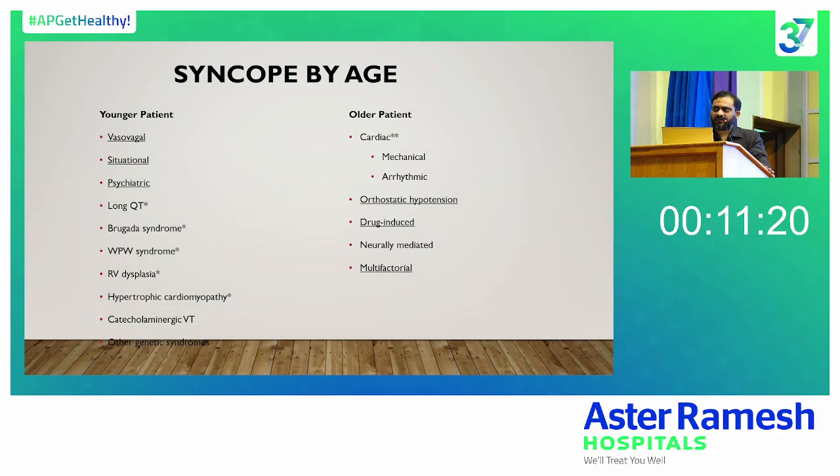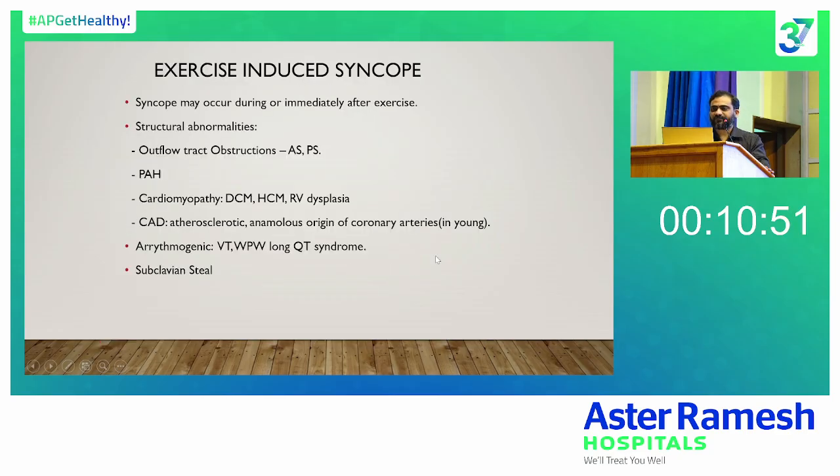So a word about how we can differentiate these things. Younger patients usually have vasovagal syncopes, and they have genetic syndromes like the long QT syndrome or Brugada syndrome, or genetic cardiomyopathies like RV dysplasia and hypertrophic cardiomyopathy. Whereas elderly patients have more cardiac problems: structural heart disease, valvular heart disease, ischemic heart disease with left ventricular dysfunction, and some neurally mediated syncopes can be seen in older patients.